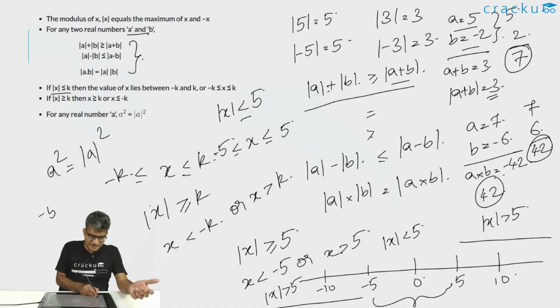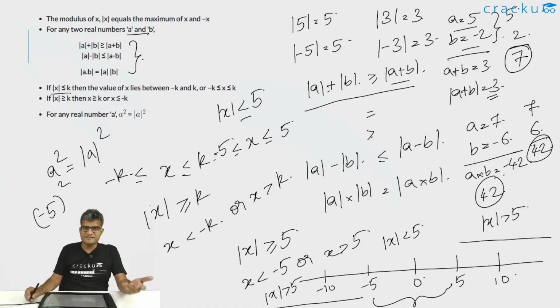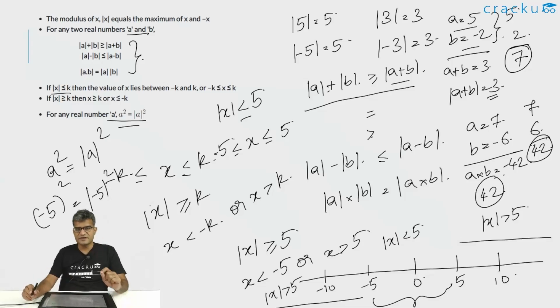That is, minus 5 whole square is equal to modulus of minus 5 whole square, because modulus of minus 5 is equal to plus 5. The value of 5 square is equal to the value of minus 5 square. So the square of any number is equal to the square of its modulus. These are all the important formulas as far as modulus is concerned.